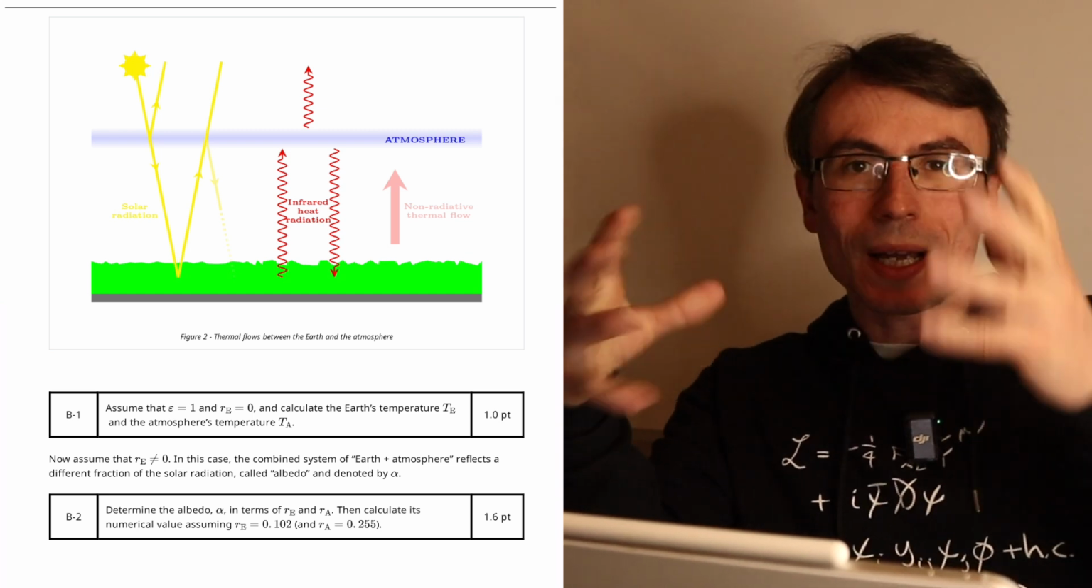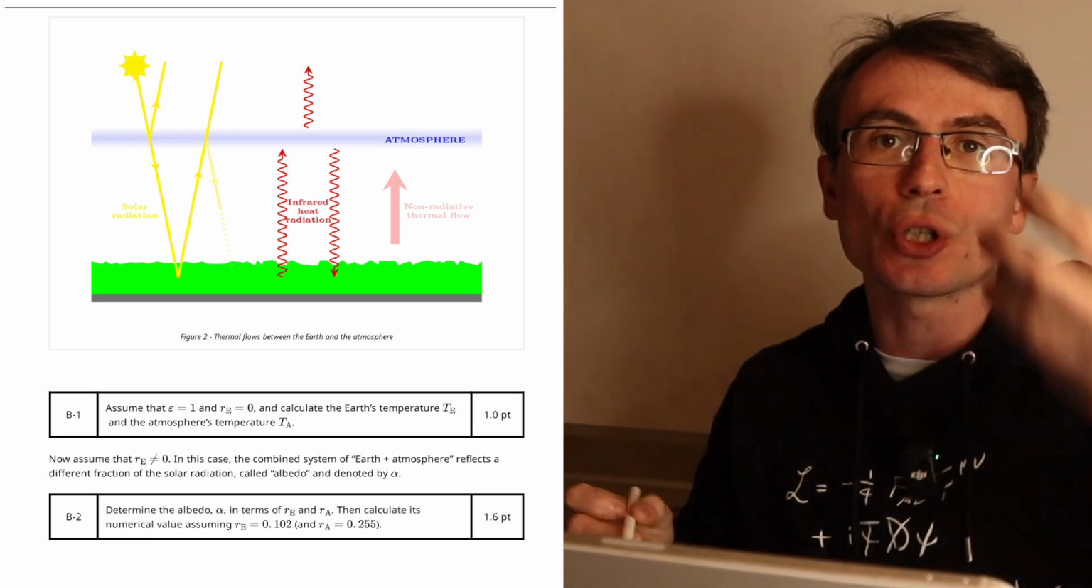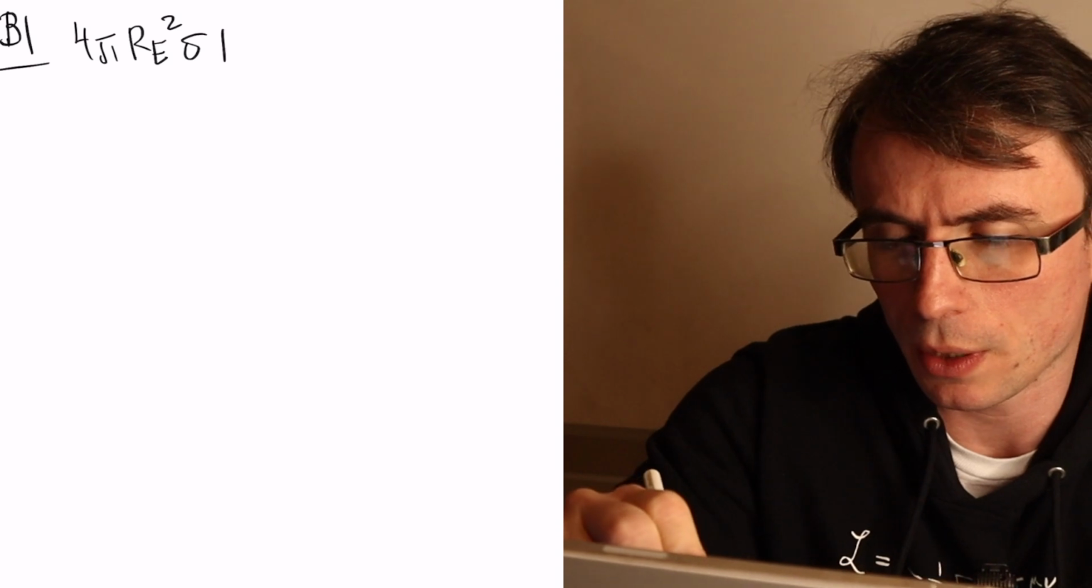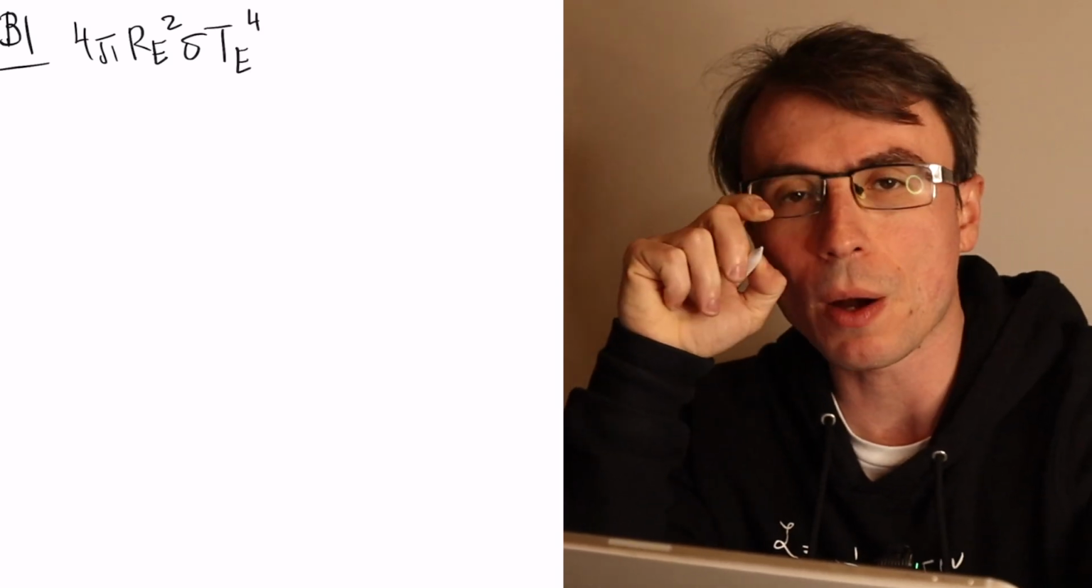Anytime you want to calculate temperature, you have to use Stefan-Boltzmann's law in those types of problems. The easiest way is just to assume a thermal equilibrium, and what we can say is that the total power incoming into the Earth will be equal to the total power that's transmitted back from the Earth. Right, let's write this out. So for B1, the total power that's being transmitted by the Earth, what is that going to be? 4 pi, radius of the Earth squared, Stefan's constant, the temperature of the Earth raised to the power of 4.